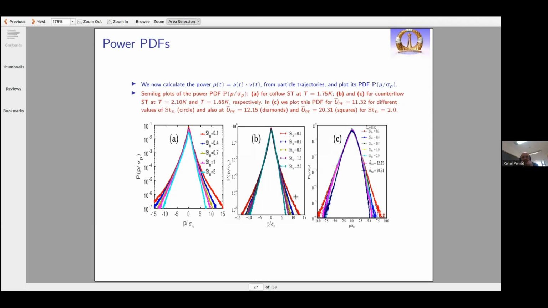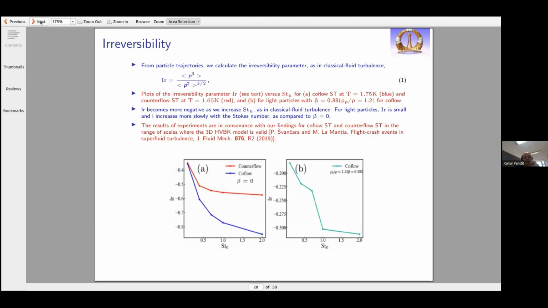But the important parameter in this business is the so-called irreversibility parameter, which is sort of like a skewness of this power PDF. And so here is a plot of the irreversibility versus Stokes for counterflow, co-flow, and this one is even for some light particles. So roughly speaking, this is similar to what is found in 3D fluid turbulence. In particular, this irreversibility parameter is negative. So these things are negatively skewed, and that doesn't change in the superfluid case.